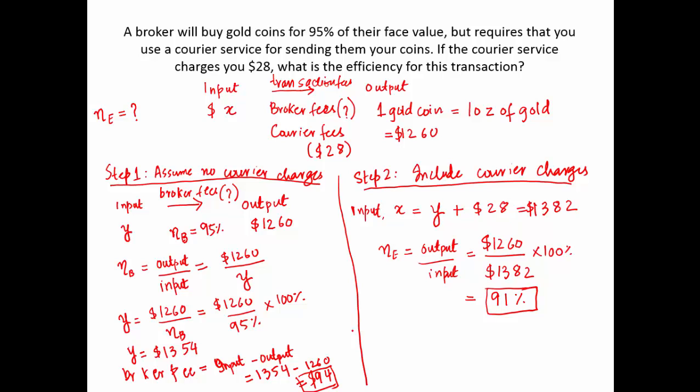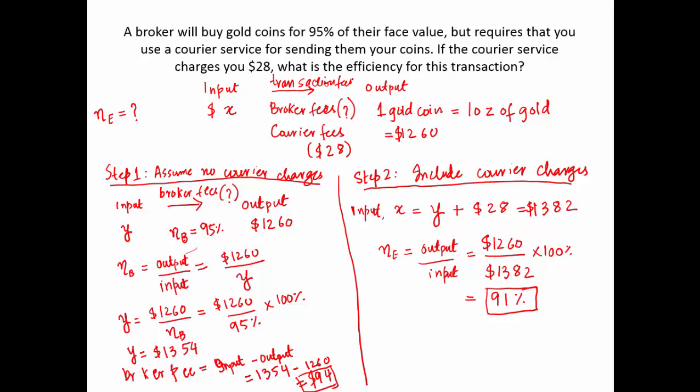So, a couple of things to highlight. When you're solving problems like these where you have multiple transaction costs, it's always good to simplify the problem. So in this case, we simplified the problem assuming no courier fees in the first step, and then we included those fees in the second step.